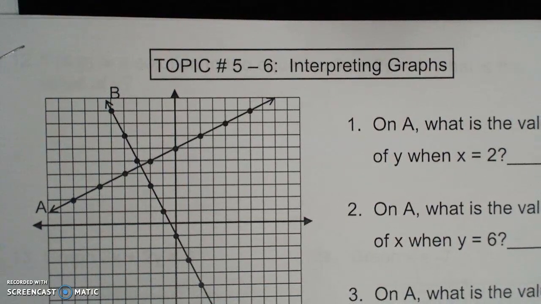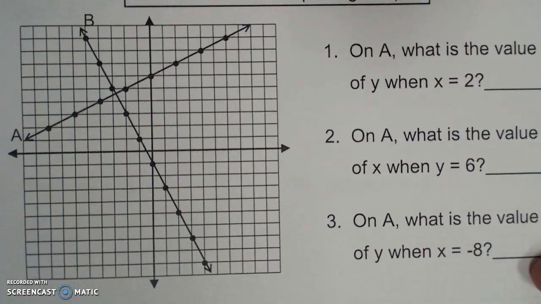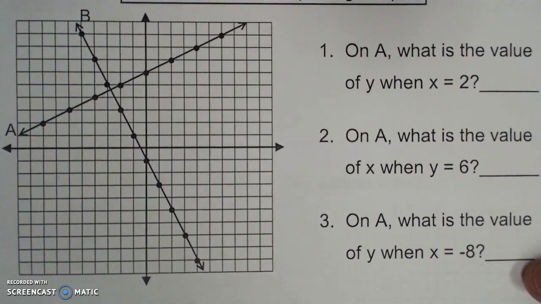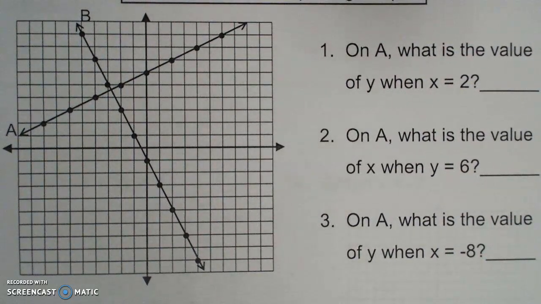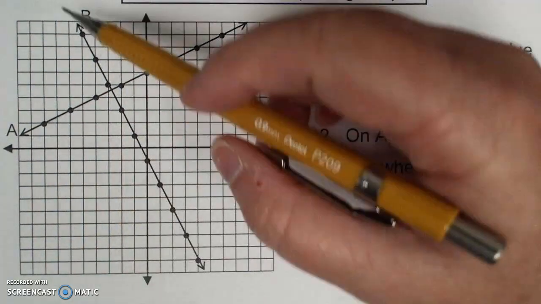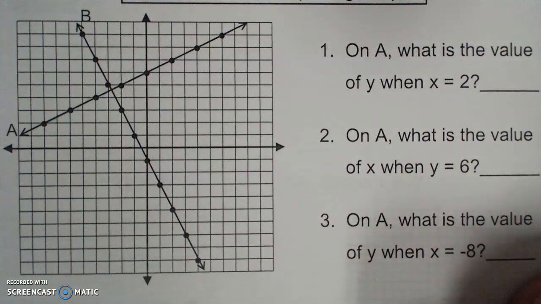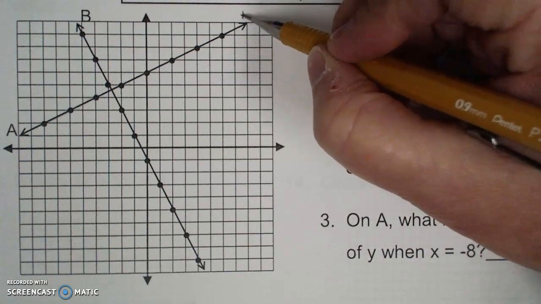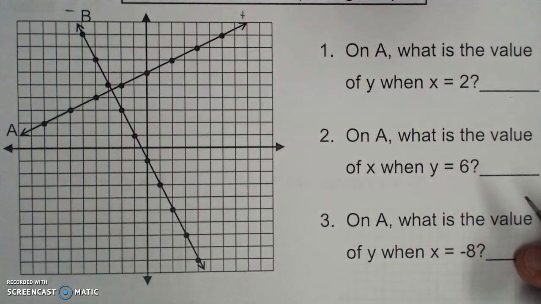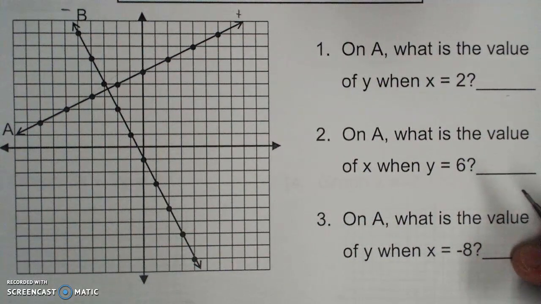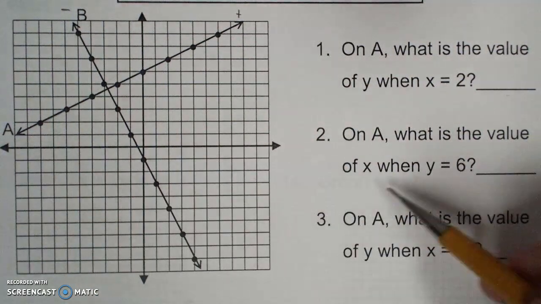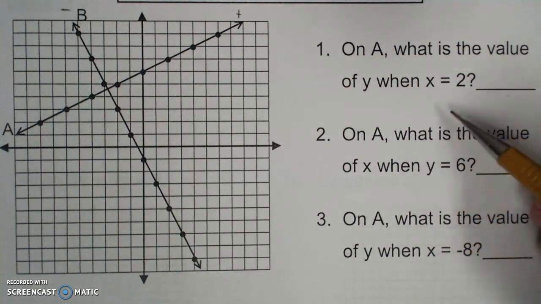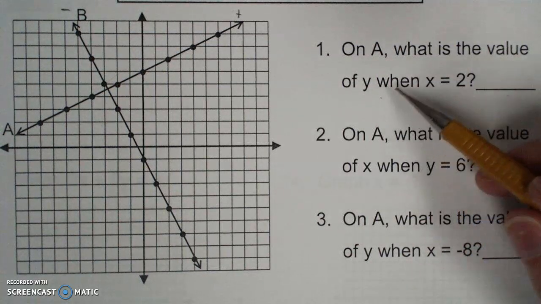This is 5-6, interpreting graphs. We have a graph with two lines on it. They are indicated by line A and line B, noticing from them that A has a positive slope and B has a negative slope. On A, what is the value of y when x equals 2?